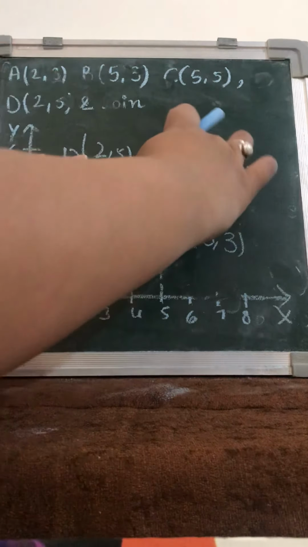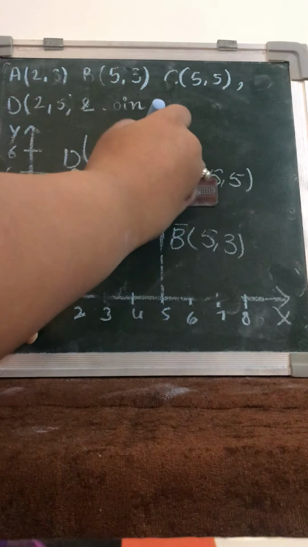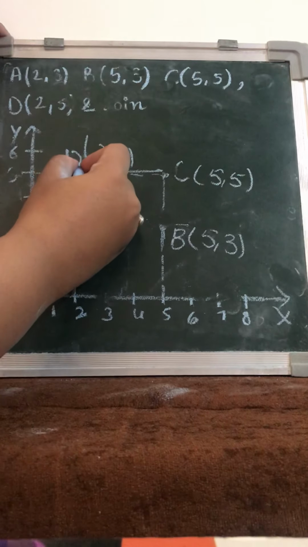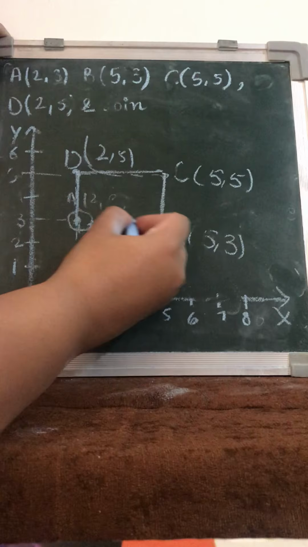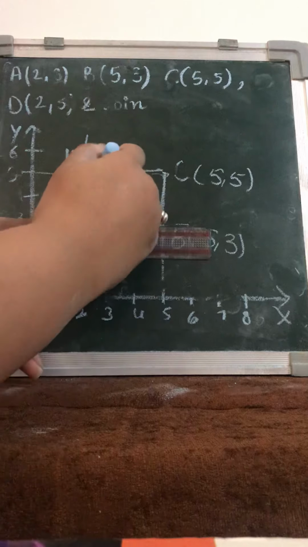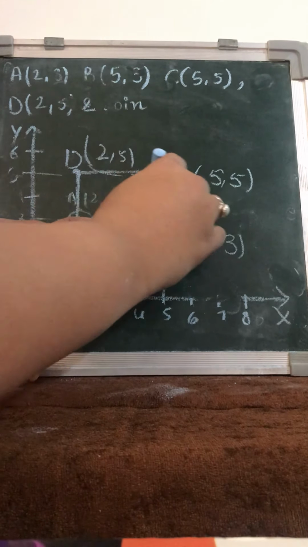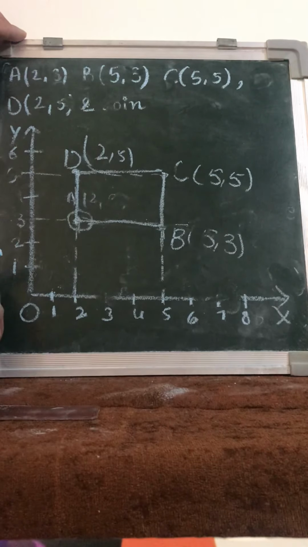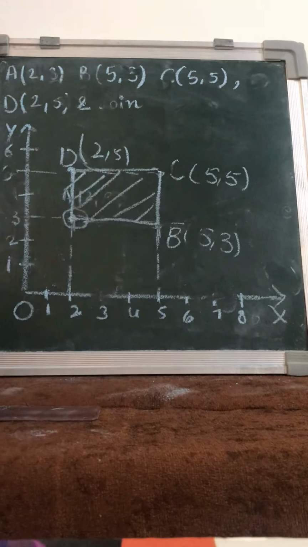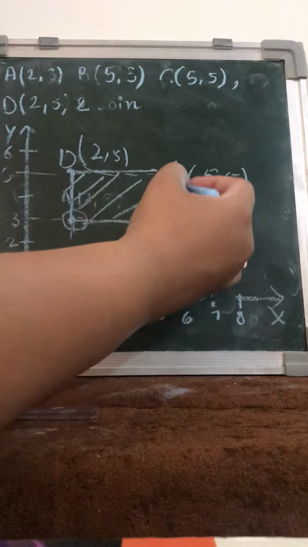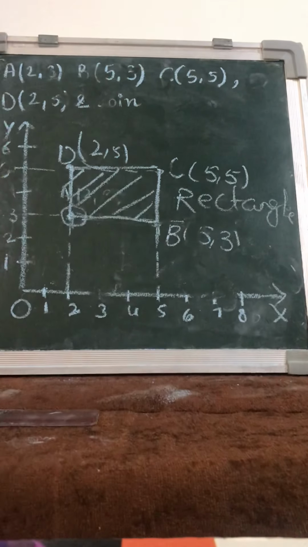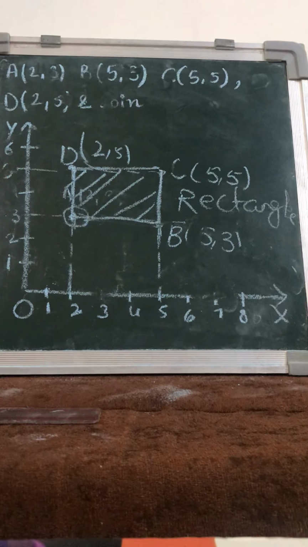Now I'll be joining. As you can see, I would suggest you do the joining also by scale only. Otherwise it will not be neat. Right. Now you will be shading, because they are asking what kind of figure you are getting. So you will shade in between the figure and then you will say it is a rectangle. Yes, as you can see the shape is rectangular only. So you will say that it is a rectangle.